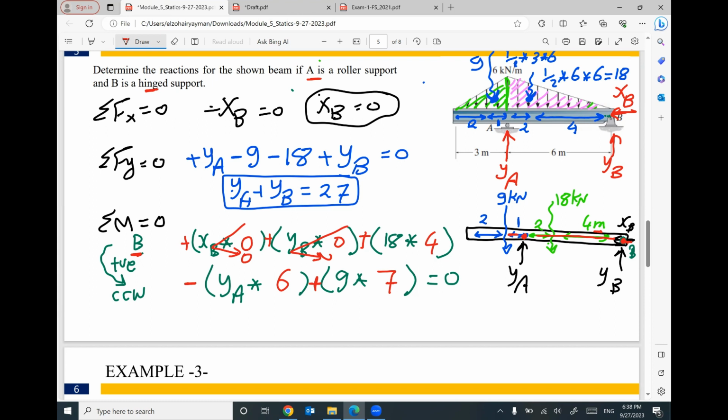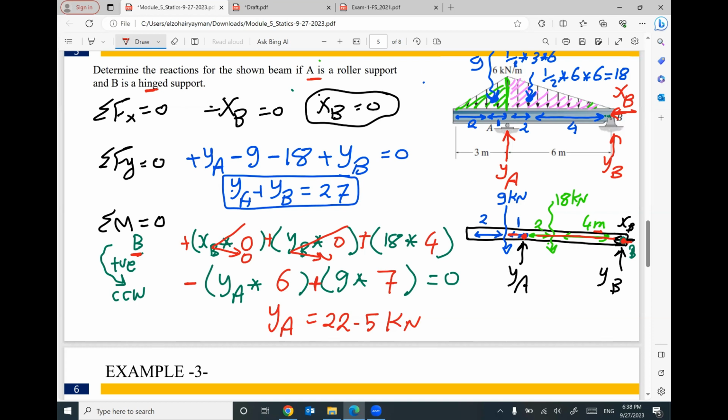The only unknown in this equation is your YA, so I can figure it out. It will be 22.5 kilonewton.